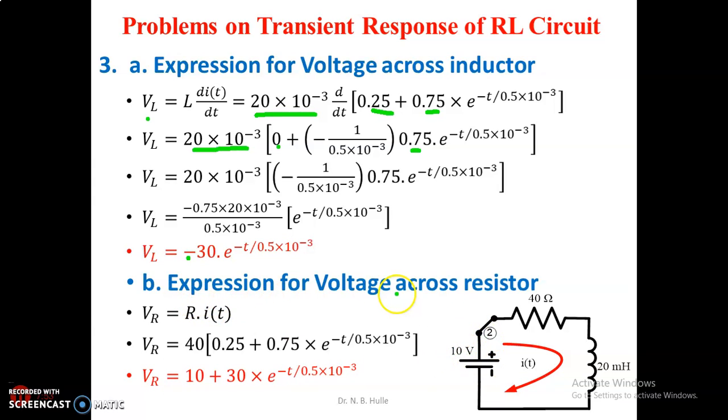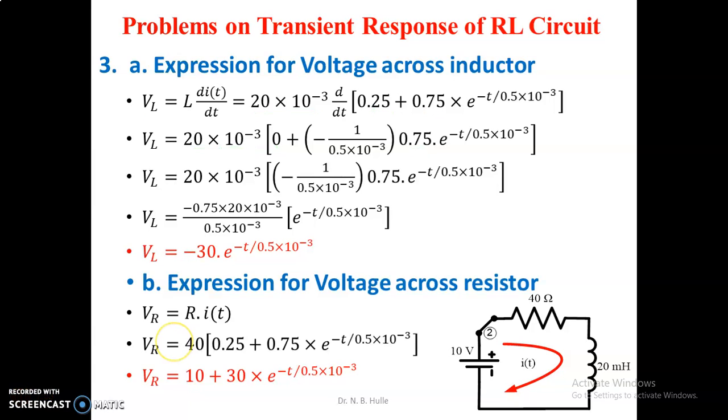Now the expression for voltage across the resistor is again R into I of t, that is 40 into the expression for the current, 0.25 plus 0.75 into e raised to the power of minus t by tau. If we simplify this, 40 into 0.25 is 10, 40 into 0.75 is 30, so VR is 10 plus 30 into e raised to the power of minus t by 0.5 into 10 raised to the power of minus 3. This is the solution for this particular problem.